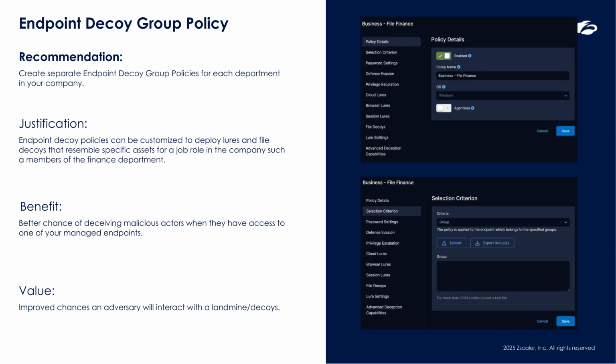For endpoint decoys, we recommend creating separate endpoint decoy group policies for each department in your company. This allows you to tailor endpoint decoys to match different user profiles. For example, seeding credentials for finance systems on endpoints for the finance user group, but not the engineering user group.